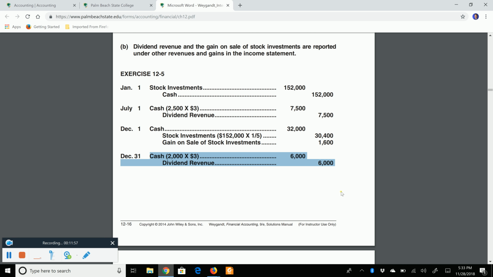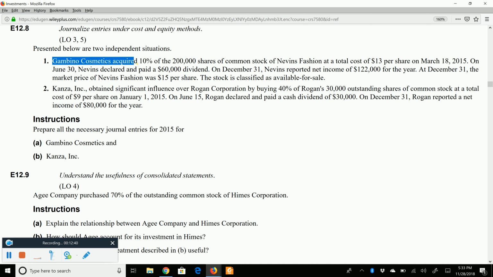One of the independent situations, we're going to use the cost method. And the second independent situation, we are going to use the equity method. All right, so in number 1, Gambino Cosmetics. And so we're going to be doing the accounting for Gambino.